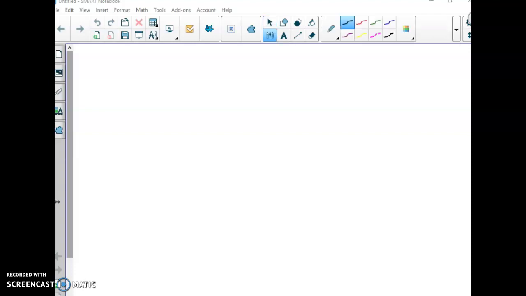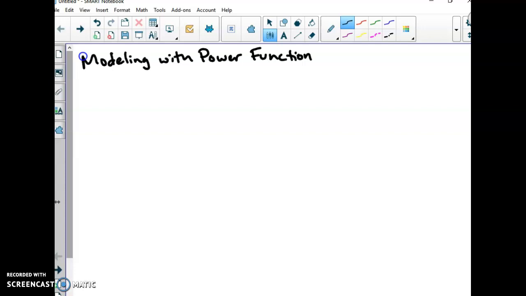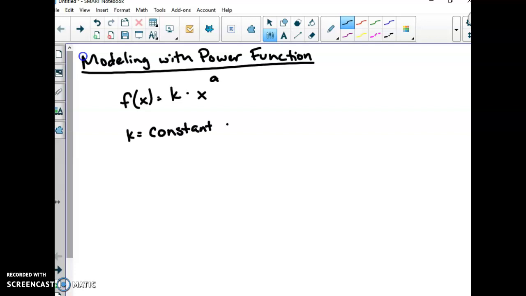In this video, we're going to be looking at modeling with power functions. Now, a power function is in the form of f of x equals k times x to the power of a, where k is just a constant of variation, and a is some type of number that cannot be 0. K also cannot equal 0. If we have to have a constant of variation, if I plug 0 into k, it obviously doesn't exist.